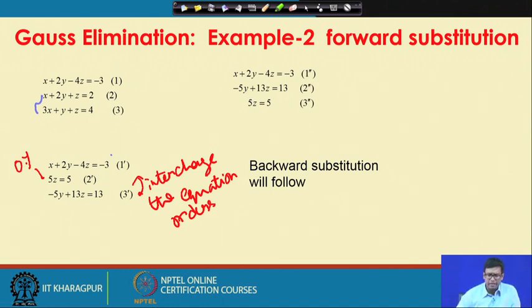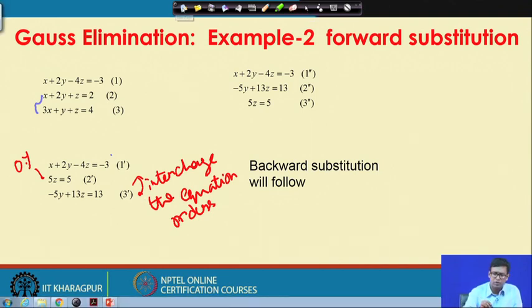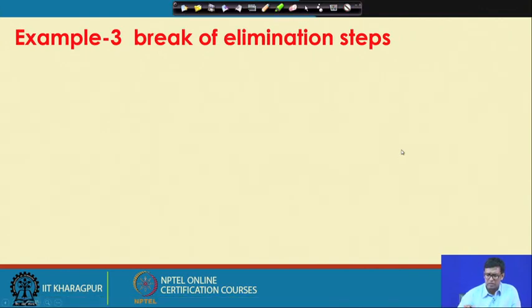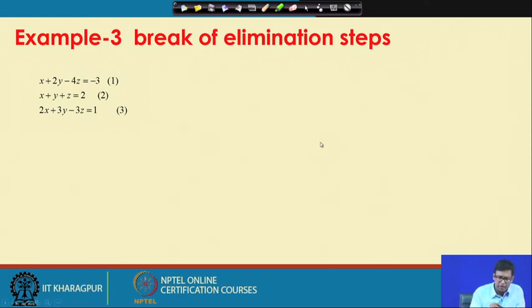However, there is a possibility of a case when this interchange is not possible, and we will see a case like this in the next slide, where we will call it the break of the elimination steps. These are the new sets of equations here, and we subtract the first equation from the second equation, because the coefficient is 1 for x in both cases, and twice the first equation from the third equation, and get the new sets of equations.